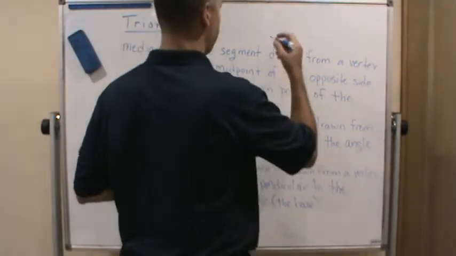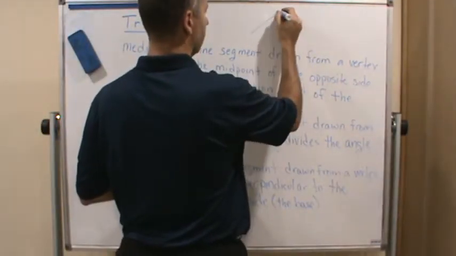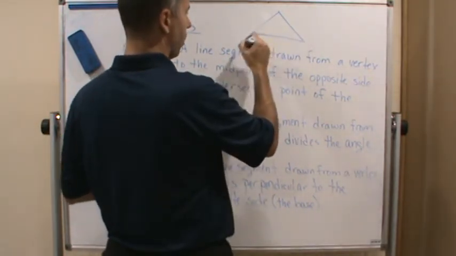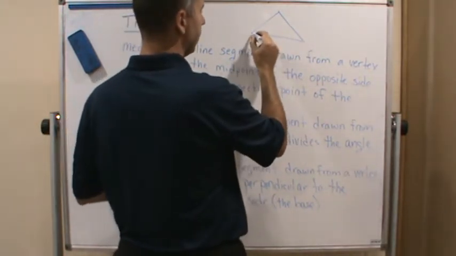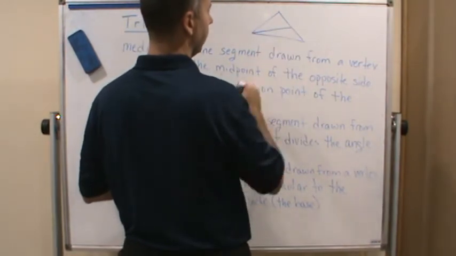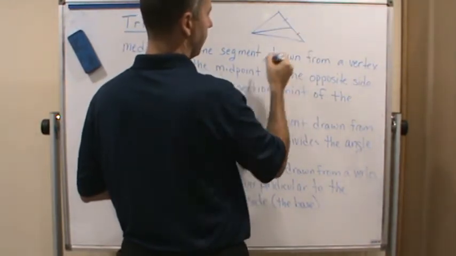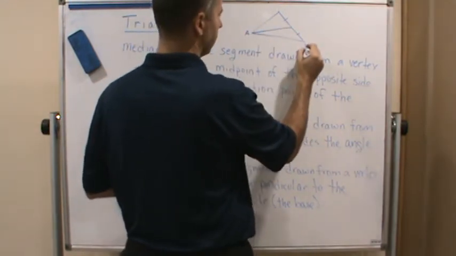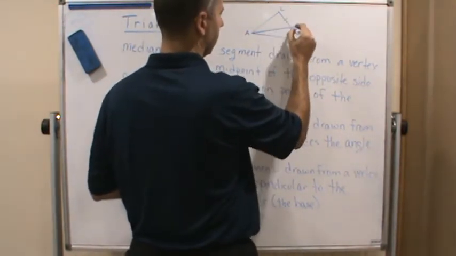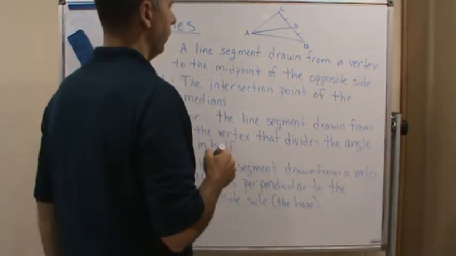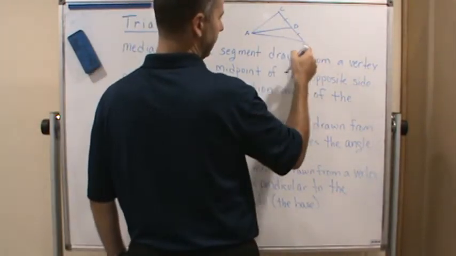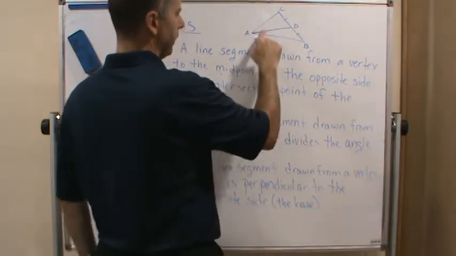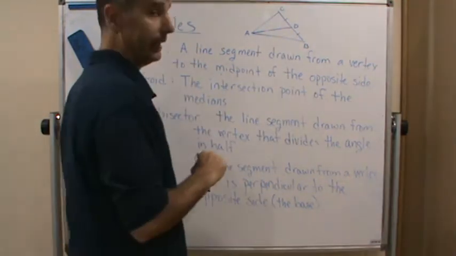Okay, so for example, if I draw a triangle and I want to draw to the midpoint of the opposite side, let's say if I want to draw it to there, where these two line segments are the same. Let's call this D. So now segment DB is equal to the length of segment CD. Then this line here is called a median.